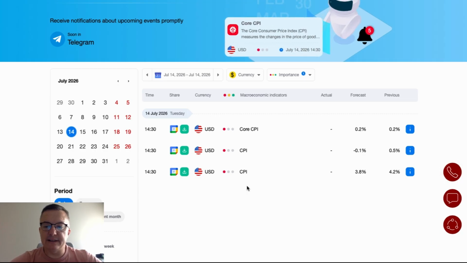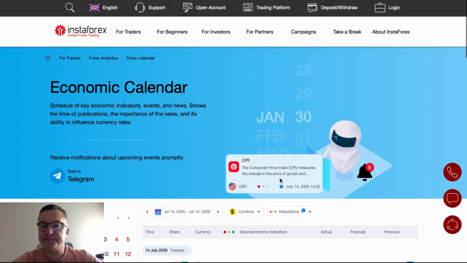The core CPI is expected to stay at the same level of 0.2%, while the monthly CPI is expected to drop from 0.5 to minus 0.1, and the quarterly CPI is expected to drop from 4.2 to 3.8%. So that's about very important data release for today. So without any further ado, let's switch to the charts and we start with euro dollar.